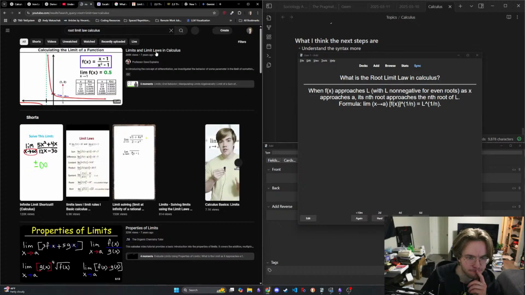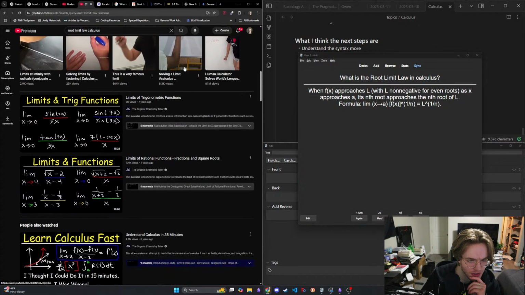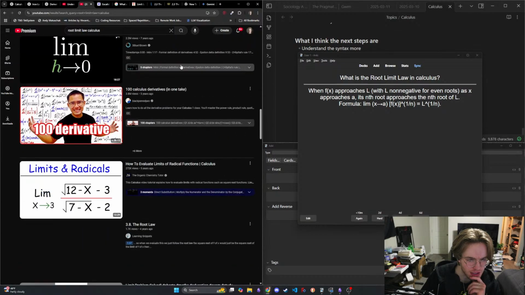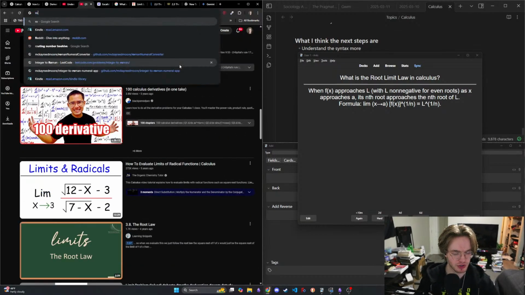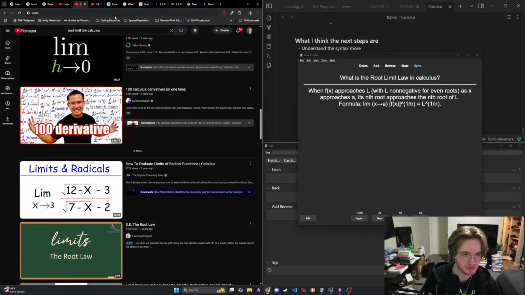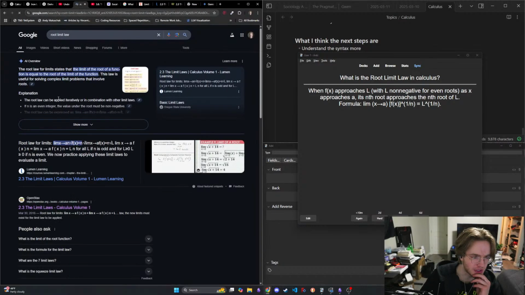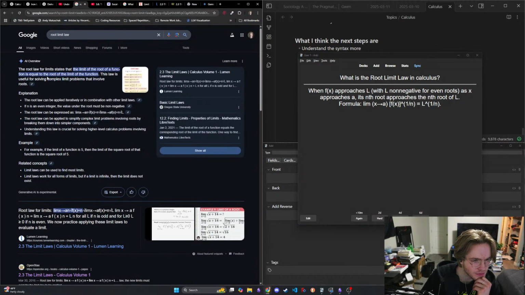And then, let's see. Okay, it looks like we don't have a root limit law, so I'm just going to go. Oh, never mind. We do have a root limit law. I'm also going to look at root limit law. Oh. Okay.